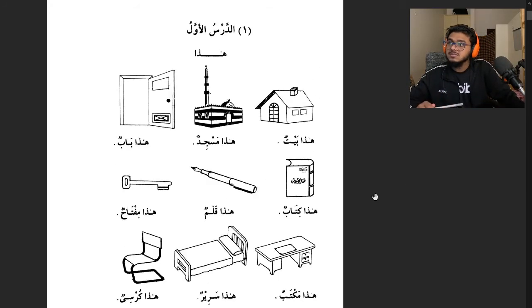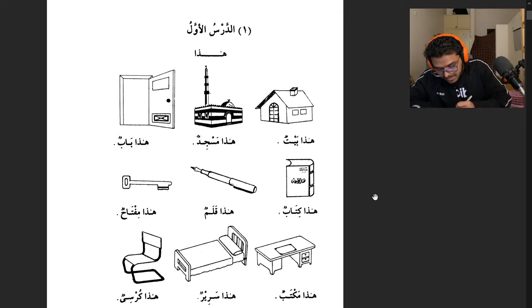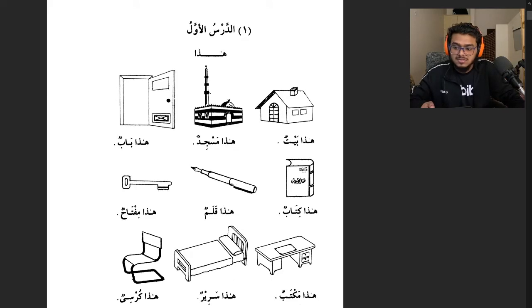as well. So still we are on the word baytun. Oh, you guys can't say this. Switch it.